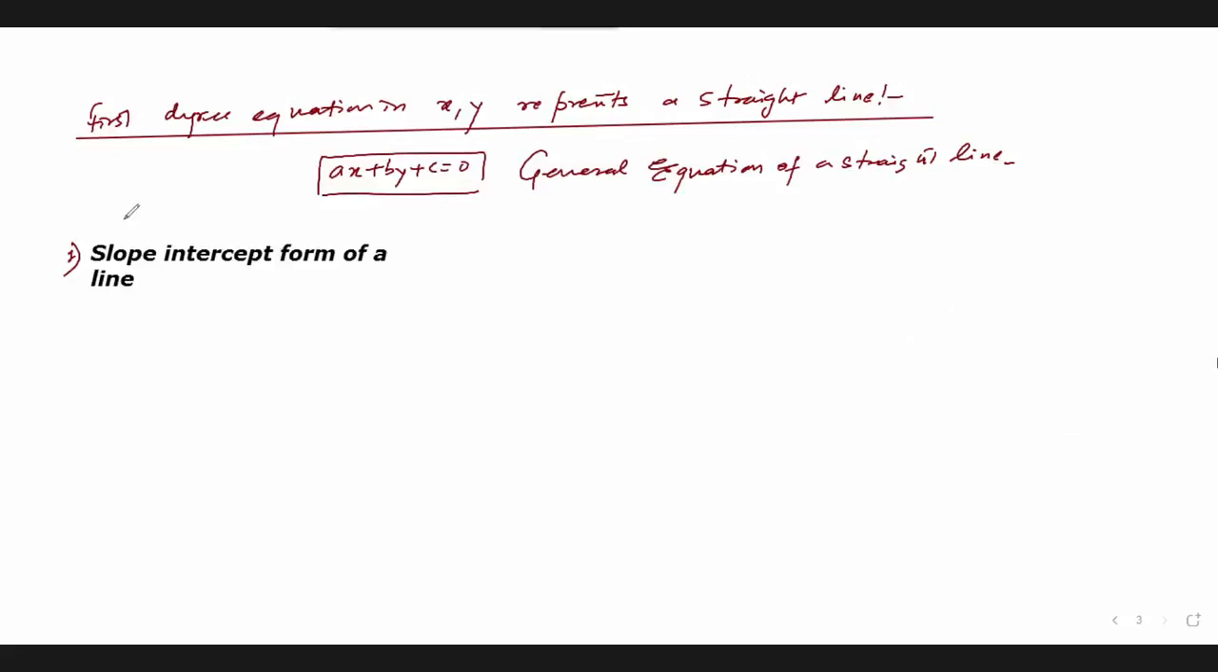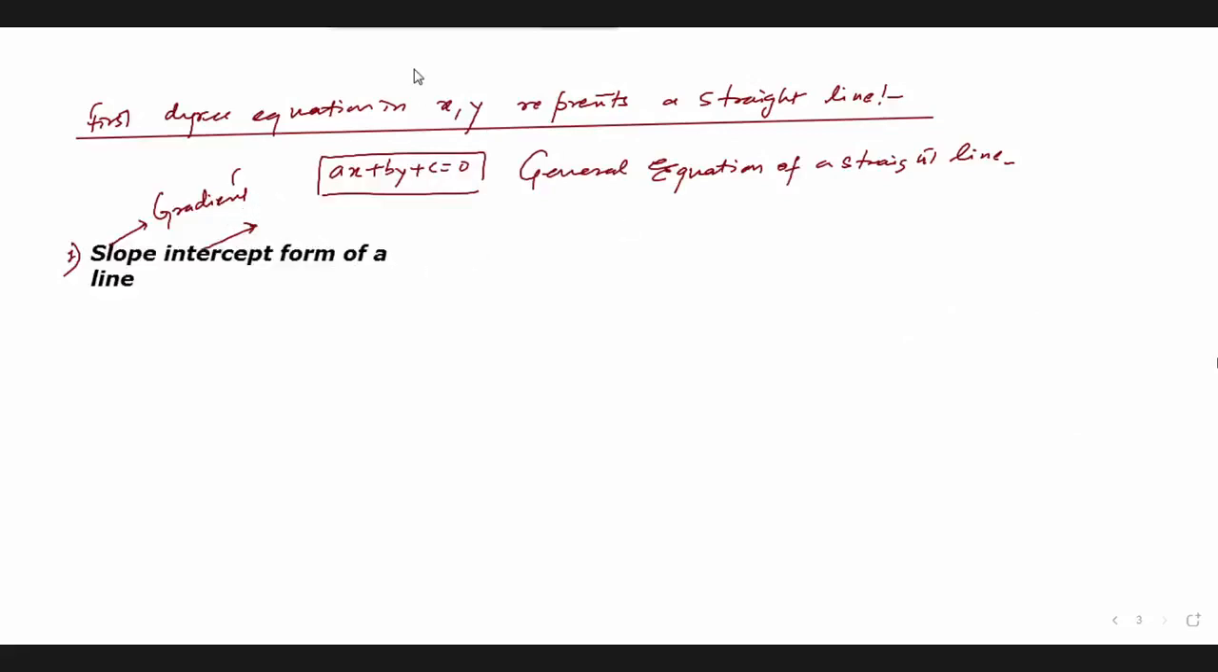As you are able to hear, the form of a line is called slope intercept form. So you know what a slope is? Slope is gradient. We also know about an intercept. Intercept is the part of the axis, x or y, which a line is cutting.